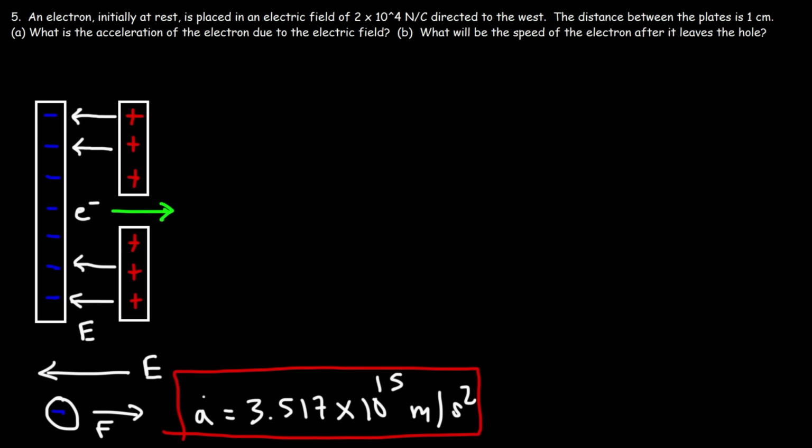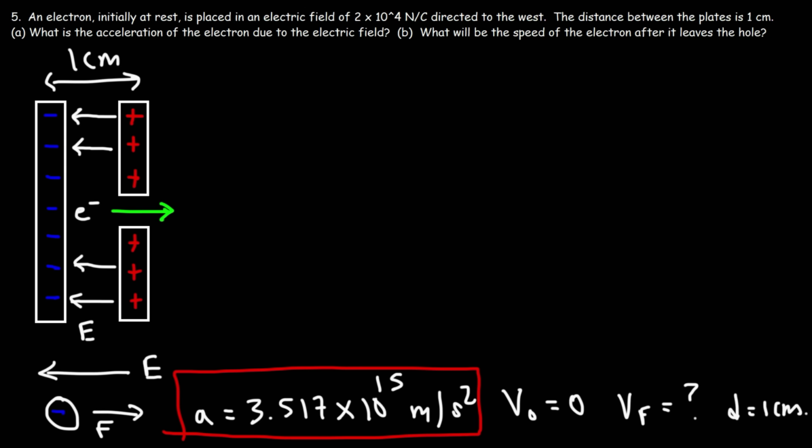So now let's move on to part B. What will be the speed of the electron after it leaves the hole? So how can we get that? So now we need to go back to kinematics. The electron is initially at rest, so V initial is 0. We're looking for the final speed, so we'll put a question mark. And we know the distance between the plates. It's 1 centimeter.